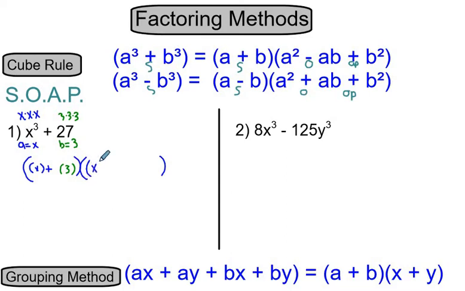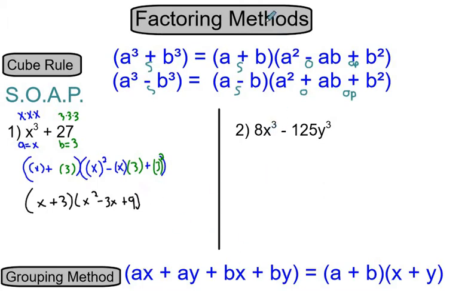So here we have parentheses x, because it says to do A squared, and then minus x times B, which is 3, and the last one would be plus B squared. And then I actually have to evaluate anything that maybe is a product or an exponent to finish the problem out. So the answer would be x plus 3, meaning the factorization of this problem is x plus 3 times x squared minus 3x plus 9. Always write the coefficient before the variable.